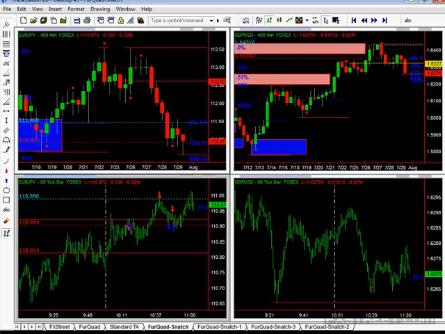I can see the higher time frames, the lower time frames for my entries. So then I can be thinking about a new trade setup. So then drop down to the lower time frame. That's pretty much my workflow.